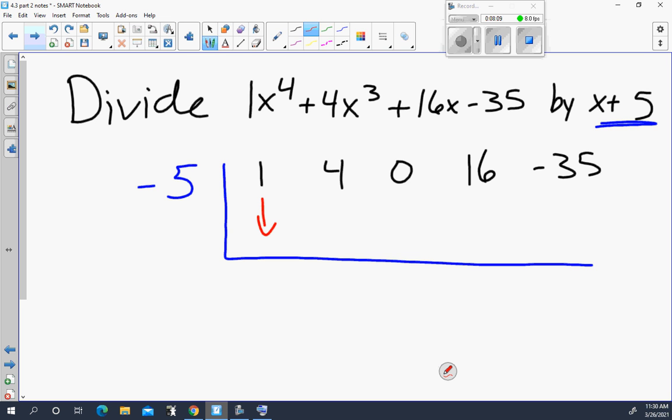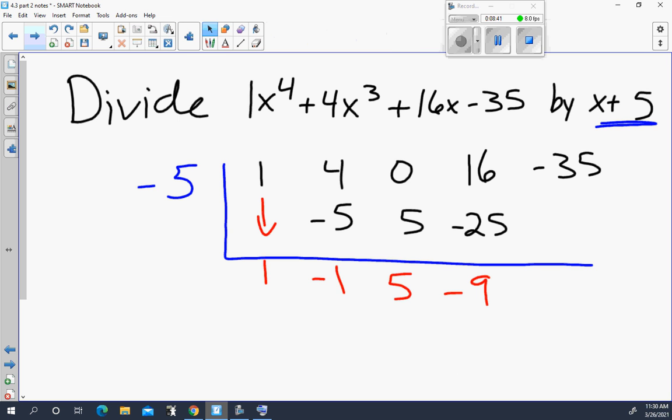First thing I do, drop that 1. Okay, let's multiply. What's negative 5 times 1? That's negative 5. 4 plus negative 5 is negative 1. Negative 5 times negative 1 is 5. Add those together, you get 5. Negative 5 times 5 is negative 25. Add those together, you get negative 9. And then we get a positive 45. Add those together, we get 10.